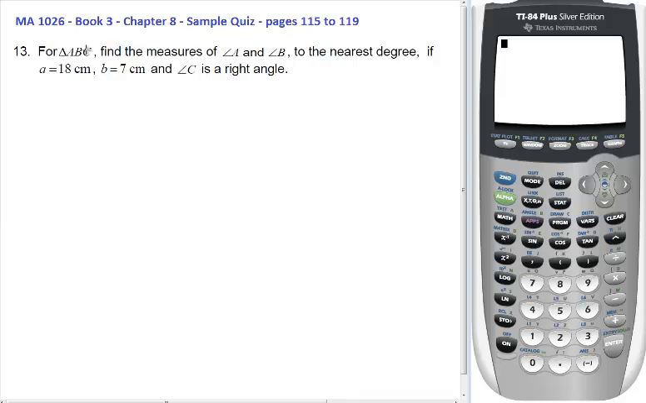For triangle ABC, find the measures of angle A and angle B to the nearest degree if a equals 18 centimeters, b is 7 centimeters, and C is a right angle. Where the diagram's not given, you'll be awarded the marks for that, of course. So the first thing you should probably do is draw the triangle. Let's draw any right triangle, making sure it has a right angle.